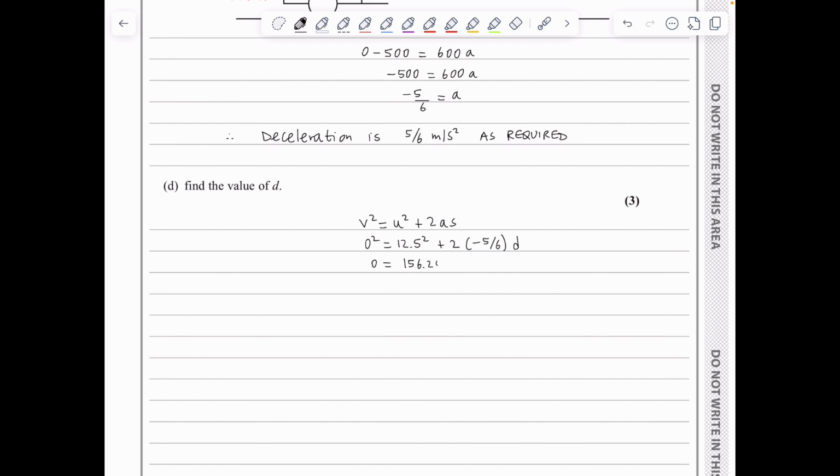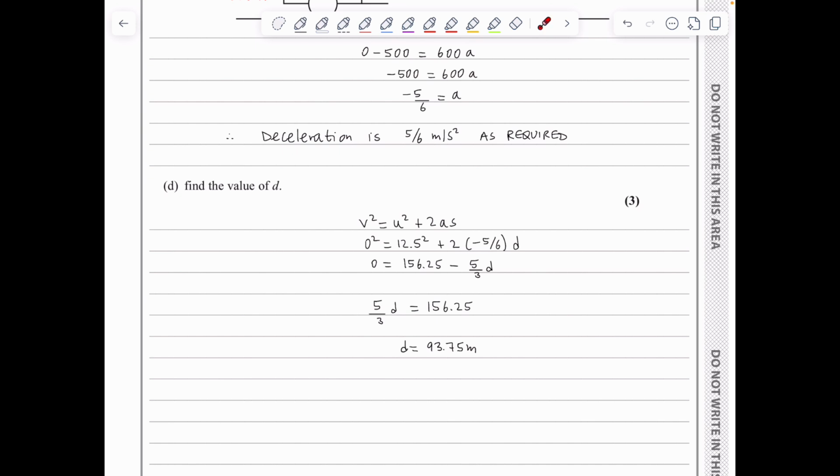So we're looking at 0 being equal to 156.25 minus 5/3 D, and therefore 5 over 3 d is equal to 156.25. Now if I divide both sides by 5 over 3, we get that d is equal to 93.75 meters. It's okay to keep your answer to 4 significant figures. We haven't used g here to be 9.8, so no need to stick to the 2SF or 3SF.